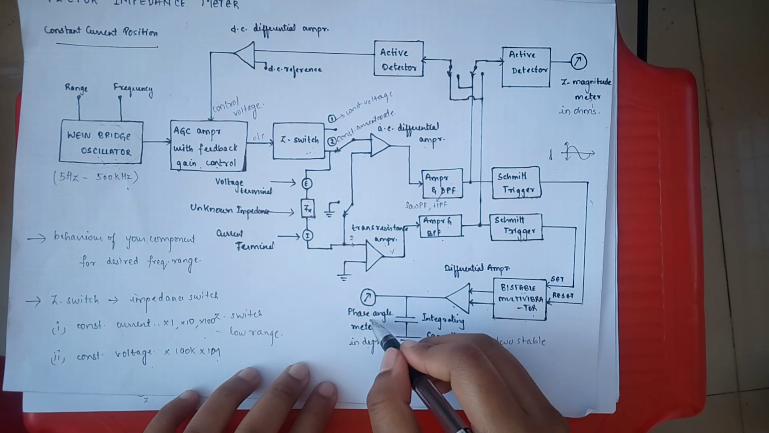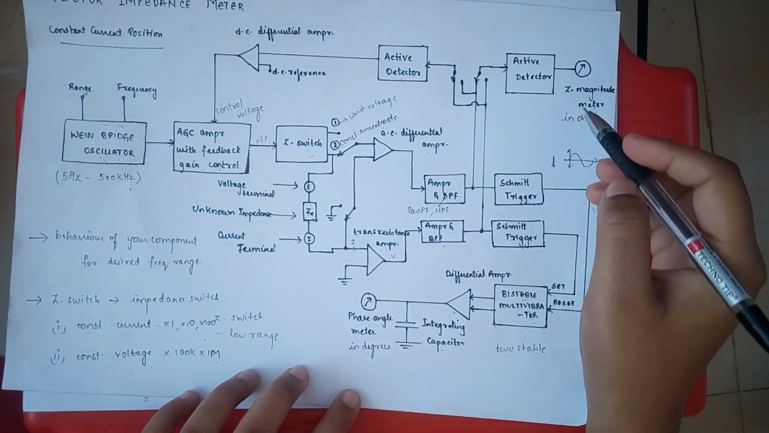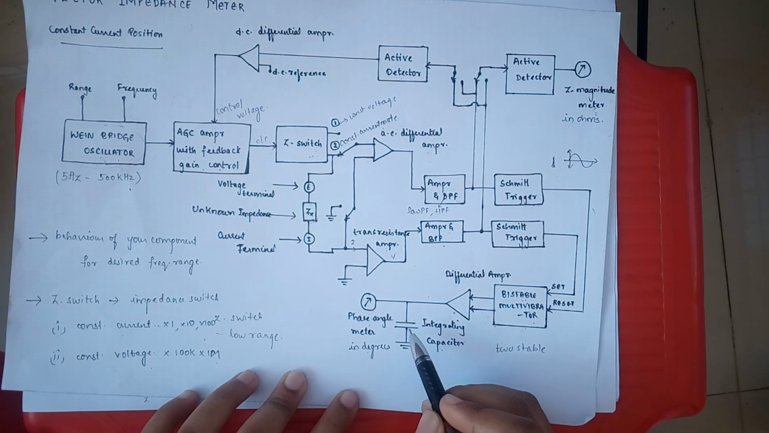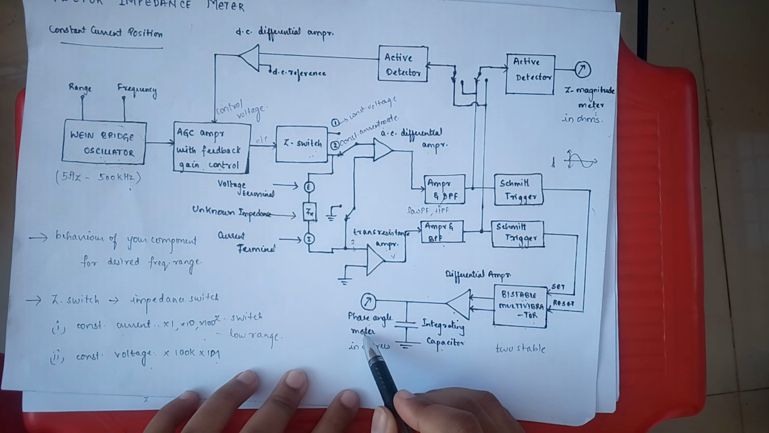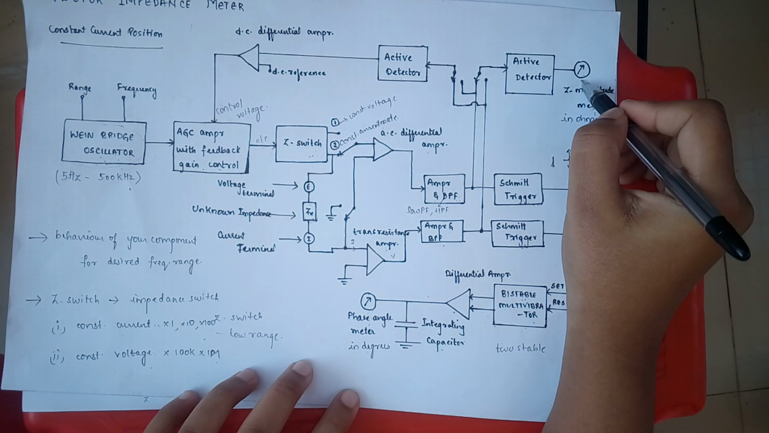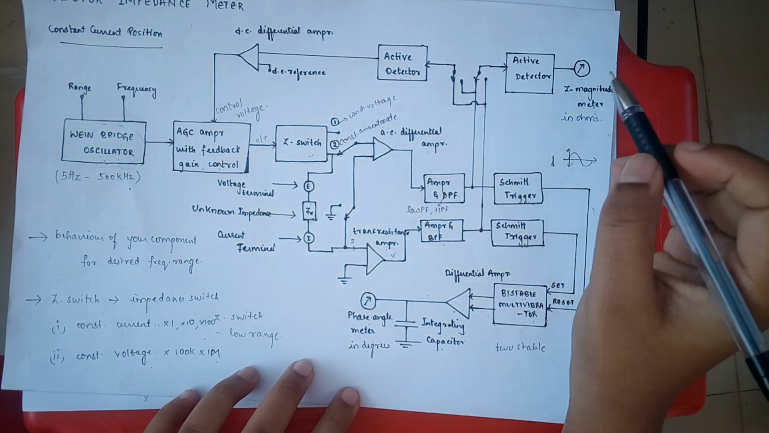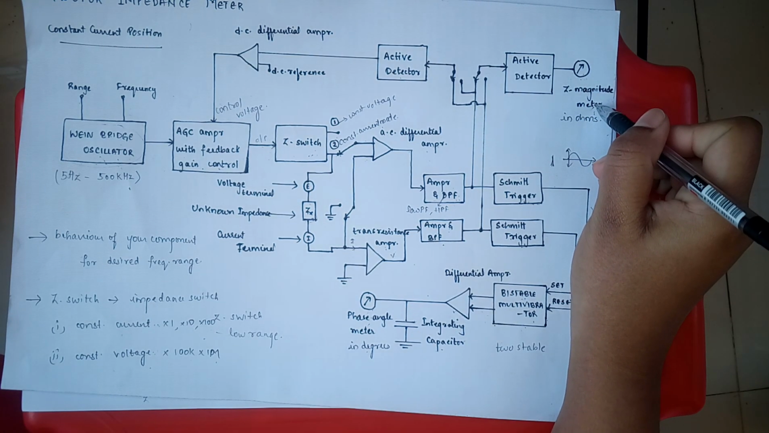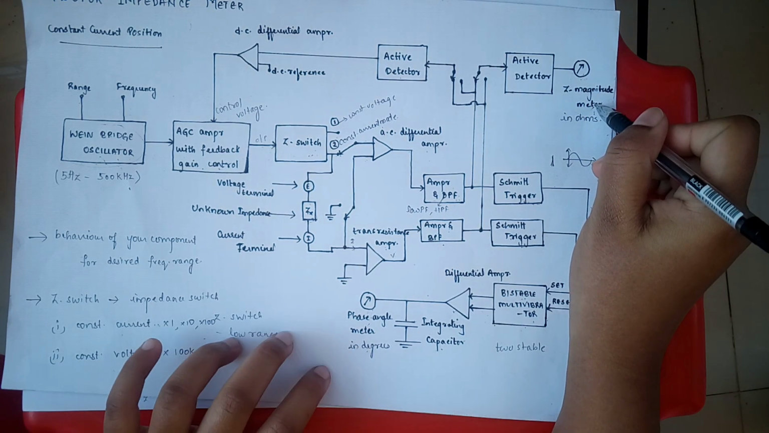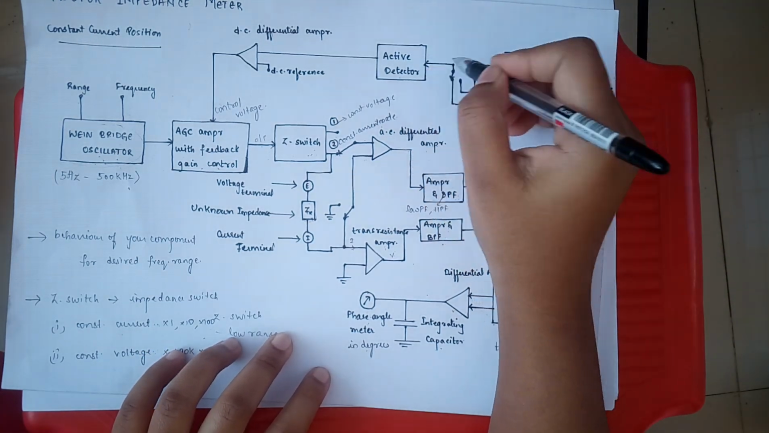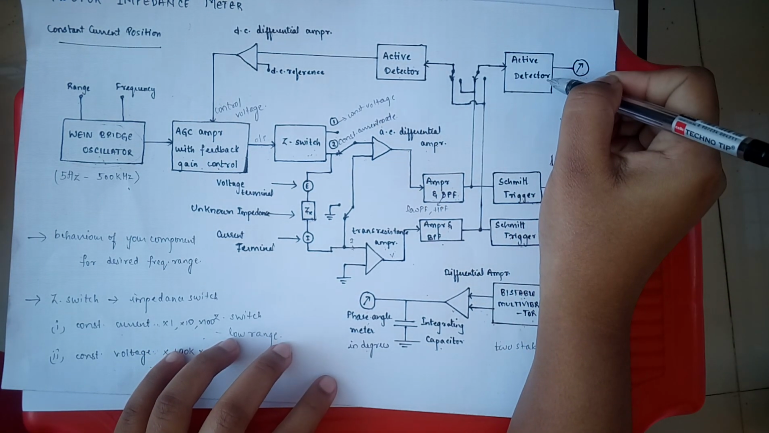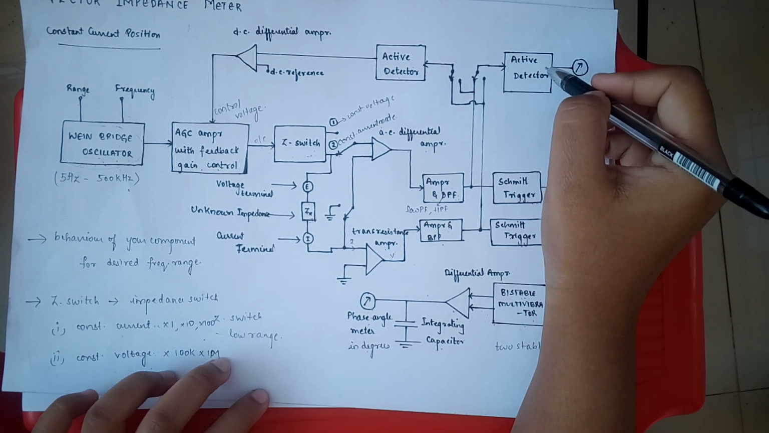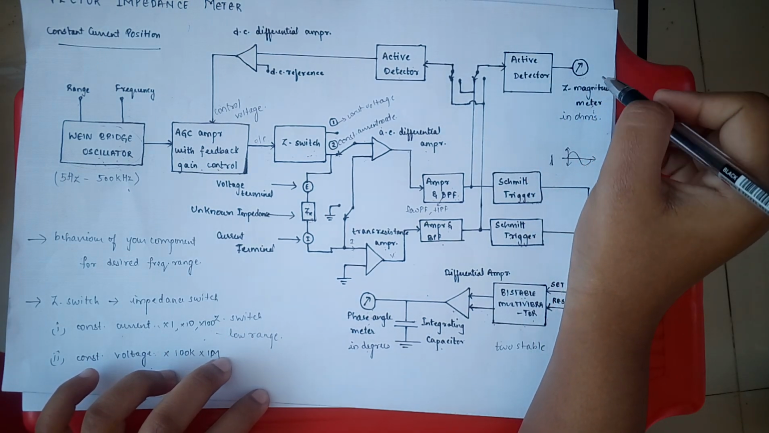And the meters here are so designed that they give you a reading proportional to the quantity that they measure. Here it measures the voltage across the capacitor and it gives you the corresponding phase angle. Here it either measures the current or the voltage across the unknown impedance and gives you a corresponding Z magnitude reading. Now if you observe, there are active detector blocks here. They are nothing but signal conditioning circuits again, which make your signal suitable for the meter to give a proper reading.